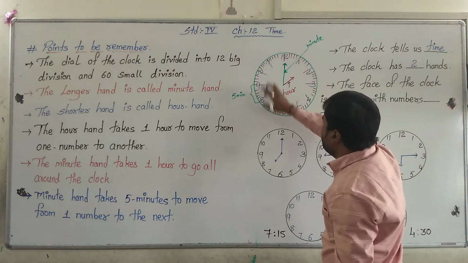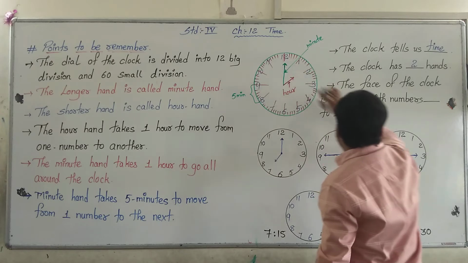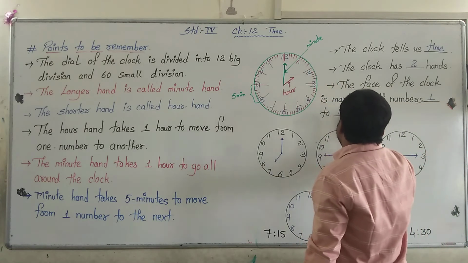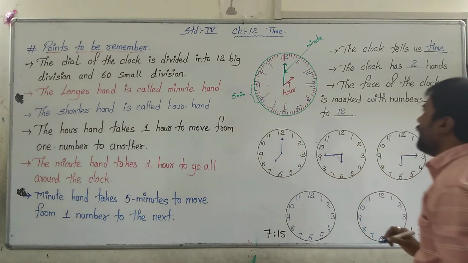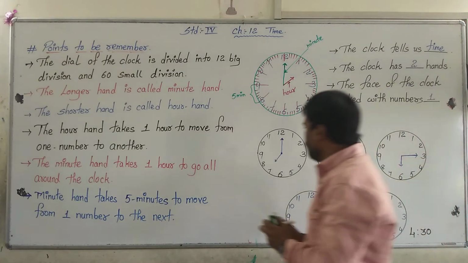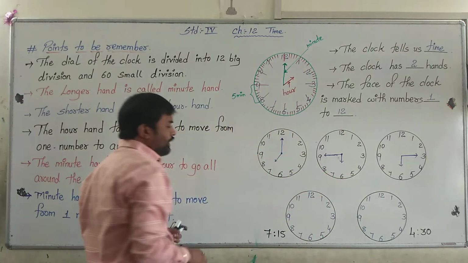The face of the clock is marked with numbers. આ clock નું face છે તો numbers ક્યાંથી start થાય છે? 1 થી અને ક્યાં end થાય છે? 12. So it begins with 1 and ends at 12. Right? Are you getting me? Sure.